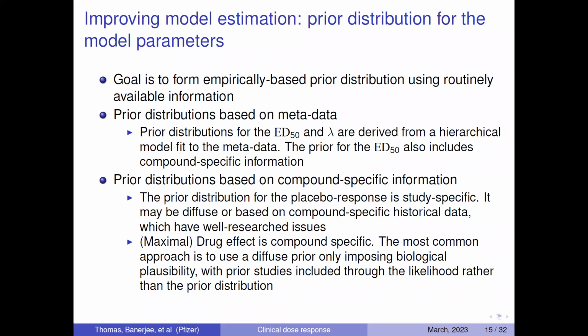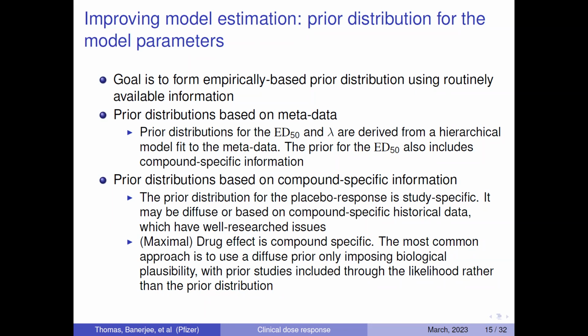So now our goal is going to be to form an empirically based prior distribution for a future compound using routinely available information. So one of the things that took us a little while to learn is, well, what information can we realistically expect the team to have when they're designing these studies and analyzing dose response, and what can't we expect them to have?